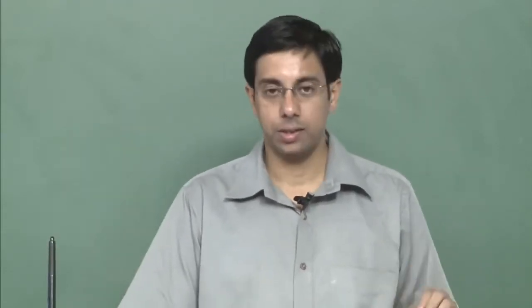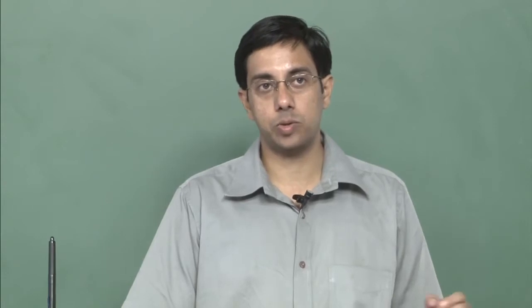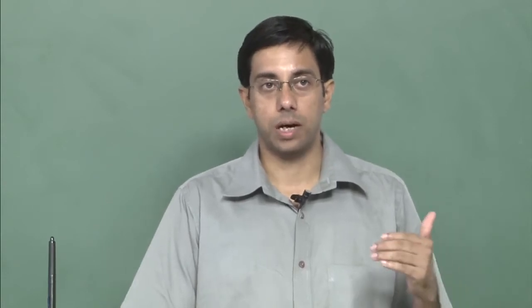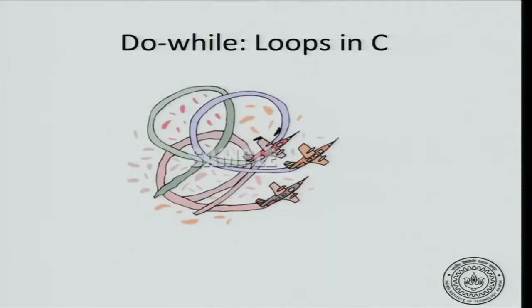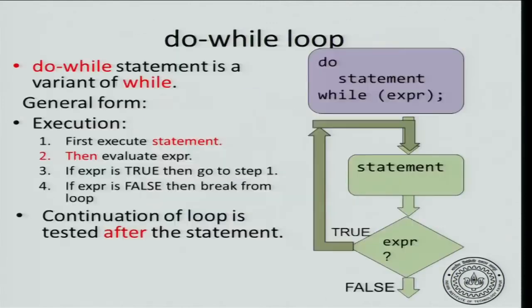So far we have been using while loops in C. Now the C programming language also provides you other kinds of loops. Let's look at some of them. The first alternative loop mechanism in C that we will look at is what is known as a do while loop, and it's a variant of a while loop, and the general form is what you see here.